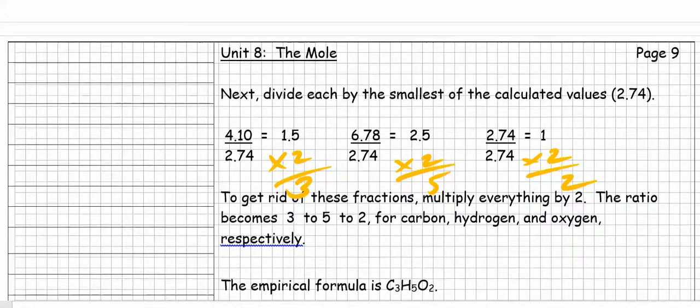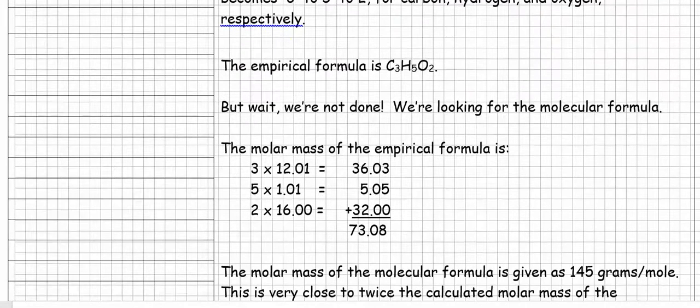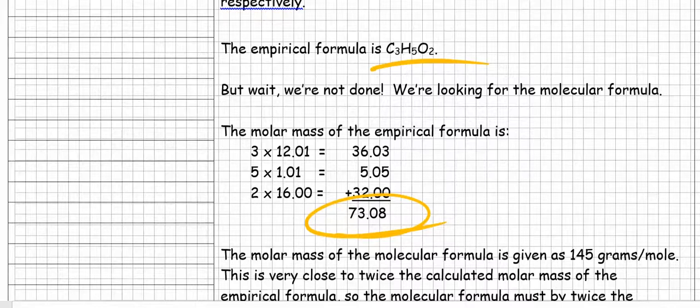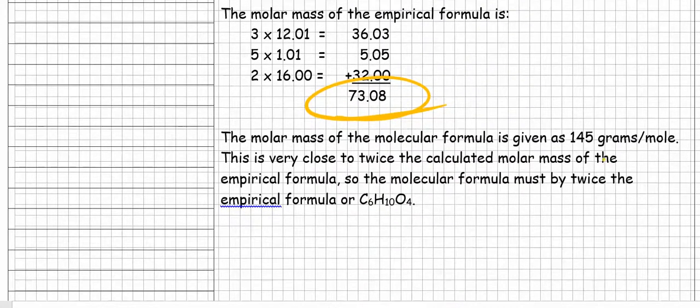So now I know the empirical formula, all right? But that's not what we were looking for. That was the empirical formula. I was looking for the molecular formula. So let me add up the weights of the 3 carbons, the 5 hydrogens, and the 2 oxygens. When I do that, I get 73.08. Now, let me compare that number to the 145 grams per mole that I was given. All right?